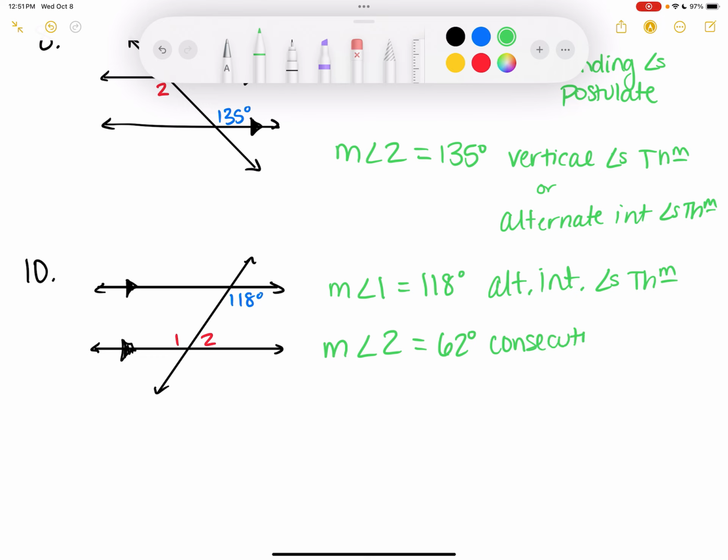So consecutive interior angles theorem. And again, I'm okay with you abbreviating things as long as your abbreviations make sense and I can tell what it is. That is fine. And we did that because of 180 minus 118, in case anybody wants to see the math.